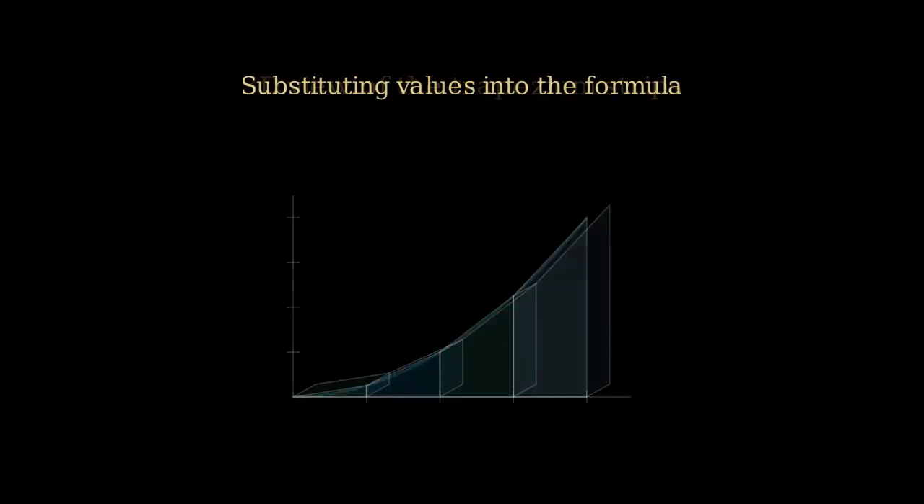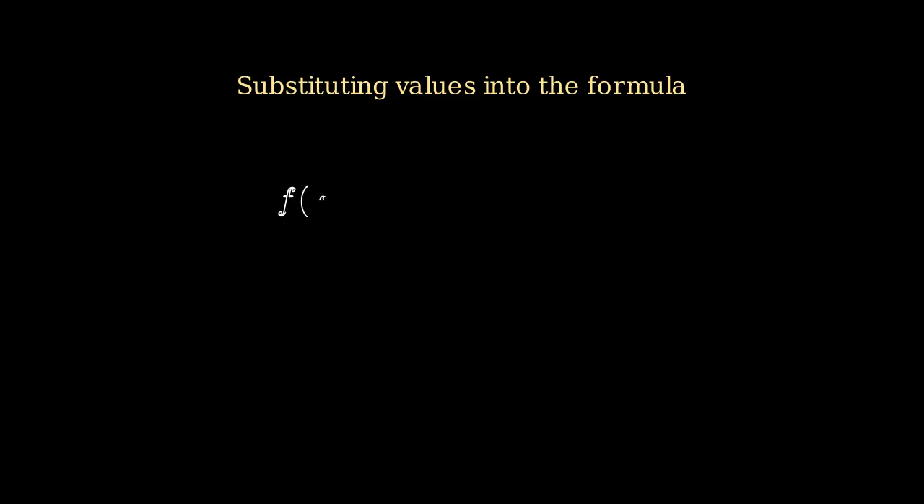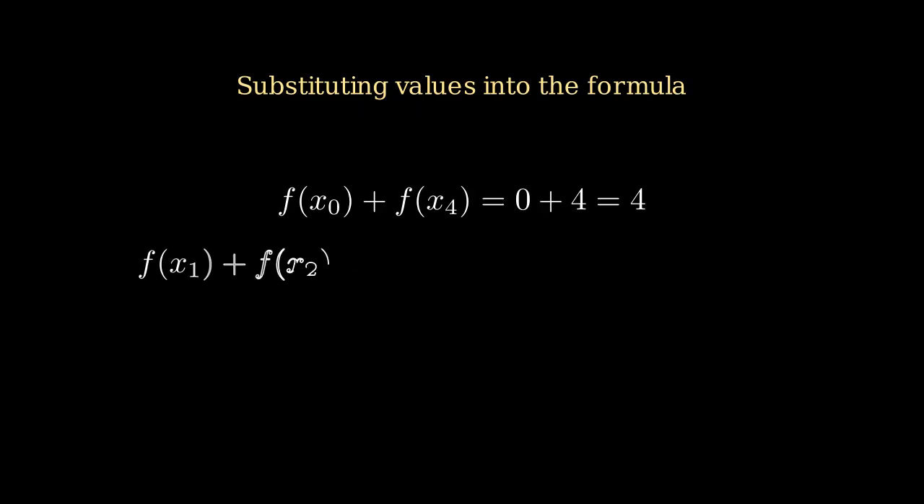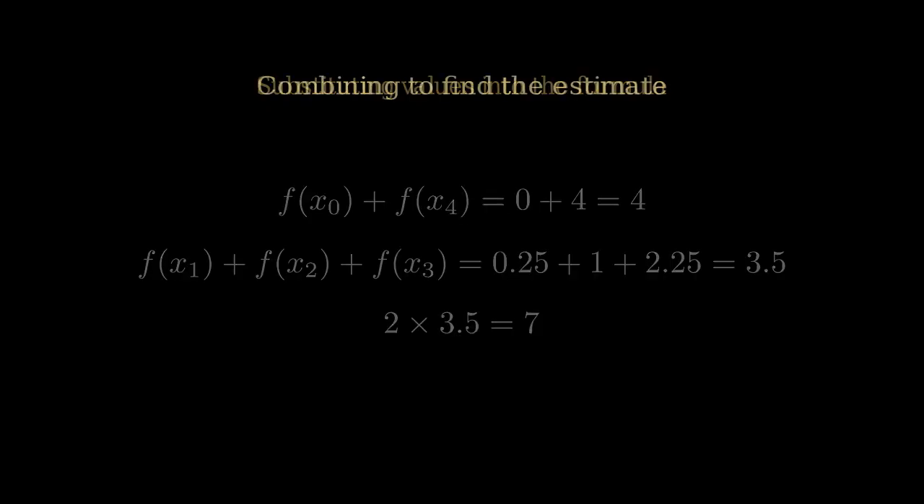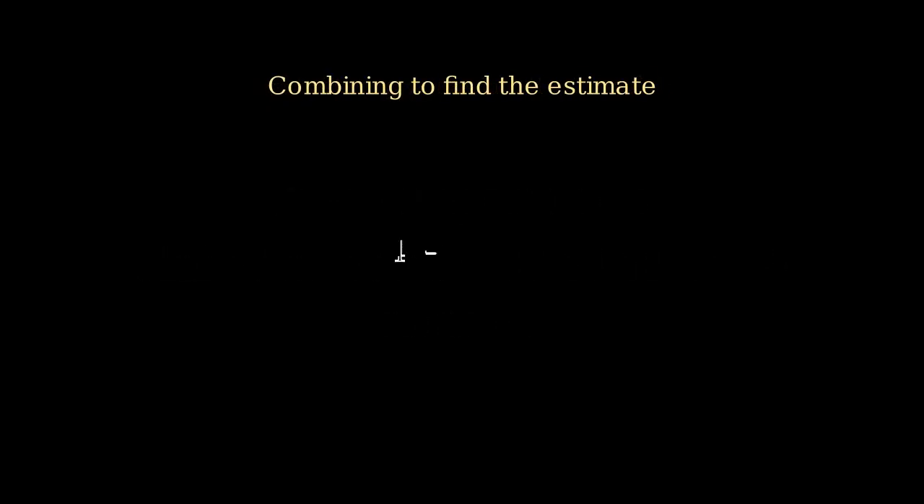Now we substitute our values into the formula. The first and last function values are 0 and 4, and these add together to give 4. The middle function values are 0.25, 1, and 2.25, and these add together to give 3.5, then we double this to get 7. Adding these two parts together, 4 plus 7 gives us 11.